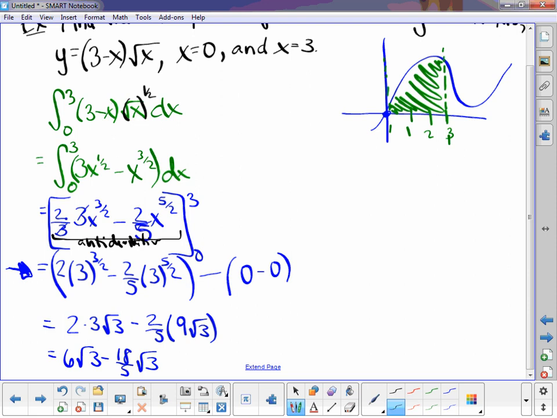Yes. How do you know you're going from 0 to 3? Because they gave me the bounds here. And we know that because it said bounded by x equals 0.